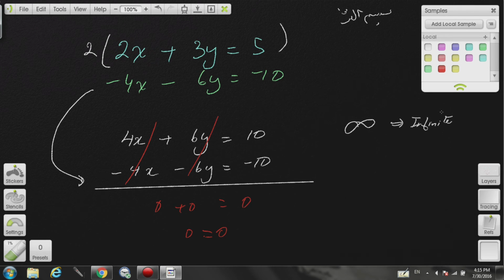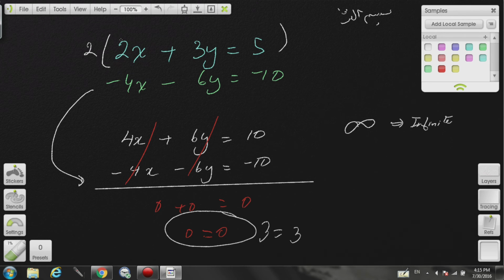Okay? Infinite solution. Whenever you get something like this, or if you get something like 3 equals 3, if it's a true statement, that means you have infinite solutions. These are the same lines. These are just the same lines written in different ways.